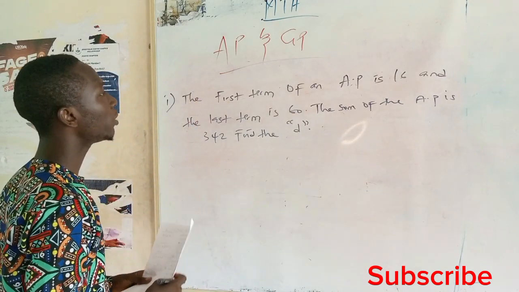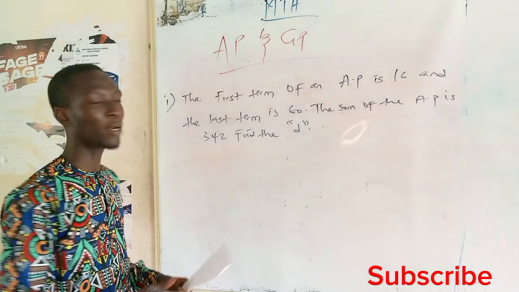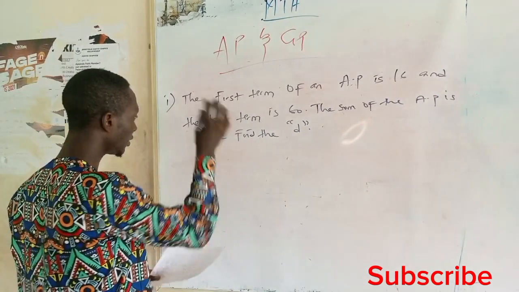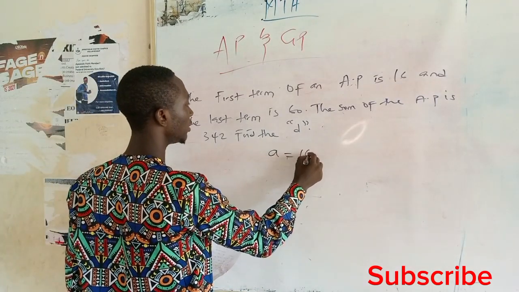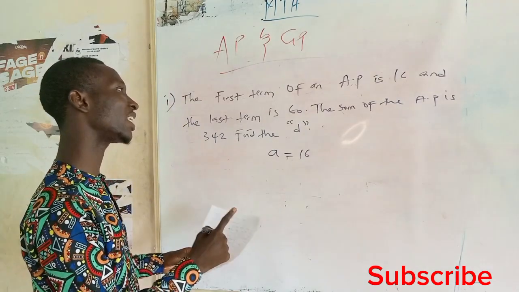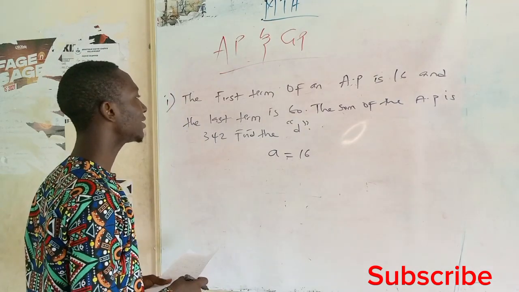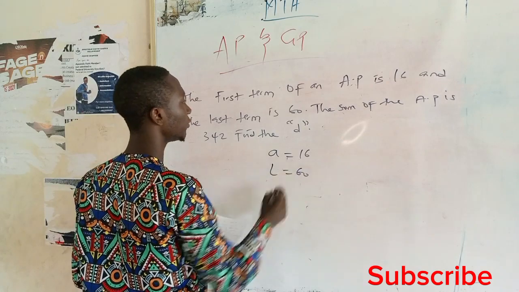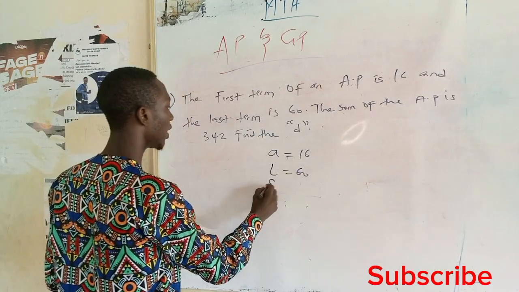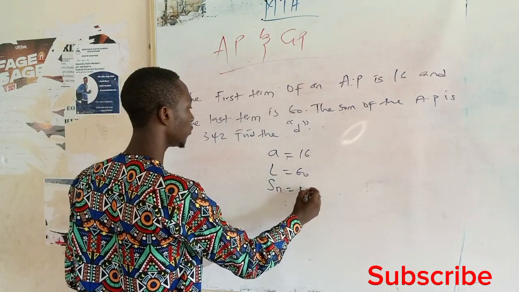First, write out all the parameters given. Now, what are the parameters given? The first term of an AP is 16. That is, a is 16, since first term is denoted by a. And the last term is l. l is 16. The sum of AP, Sn, is 342.